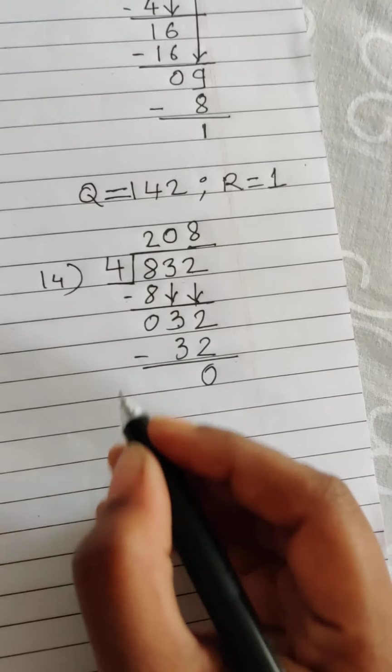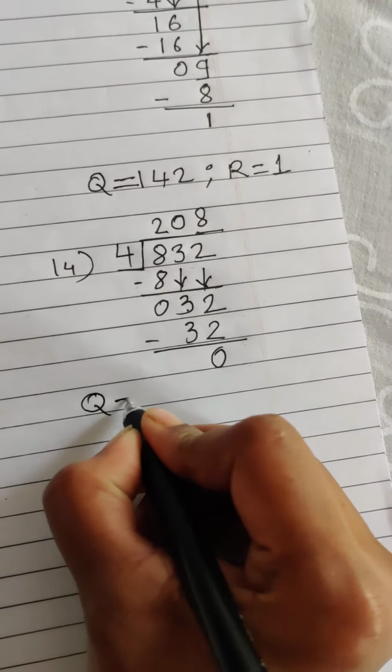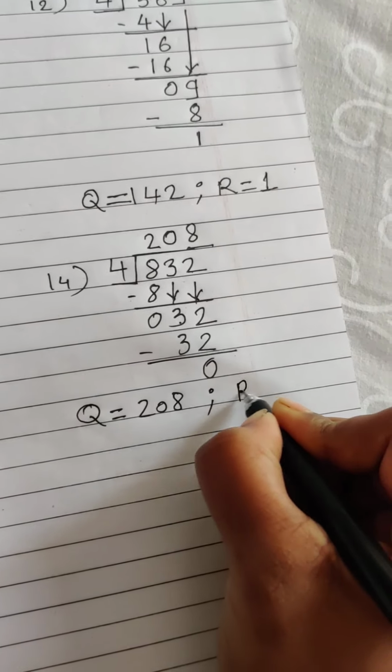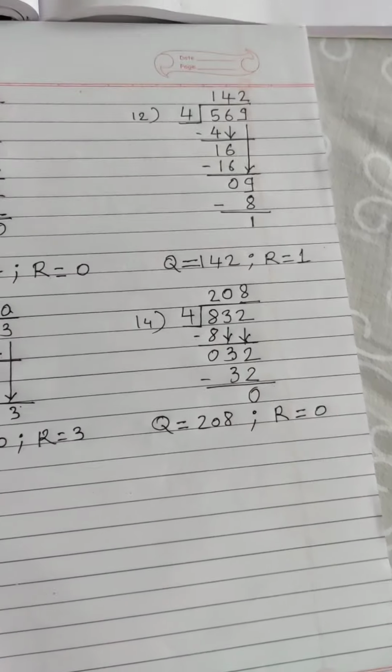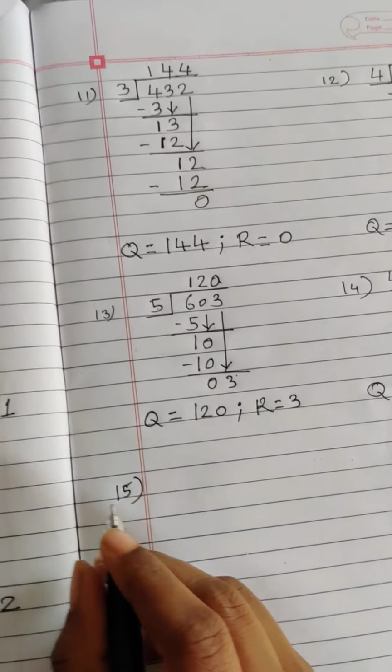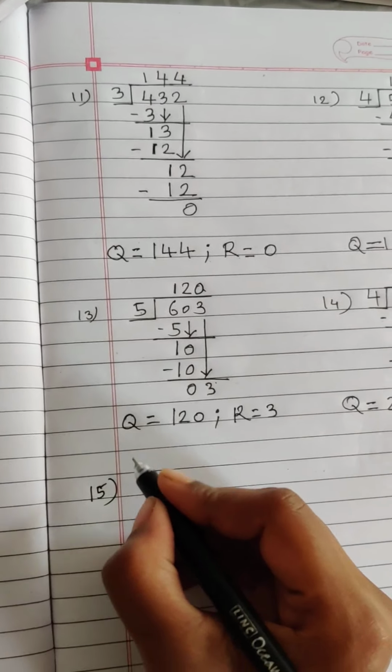So now look here. What is the quotient? Quotient equal to 208 and remainder equal to 0. Okay. Now example number 15. What is example number 15?